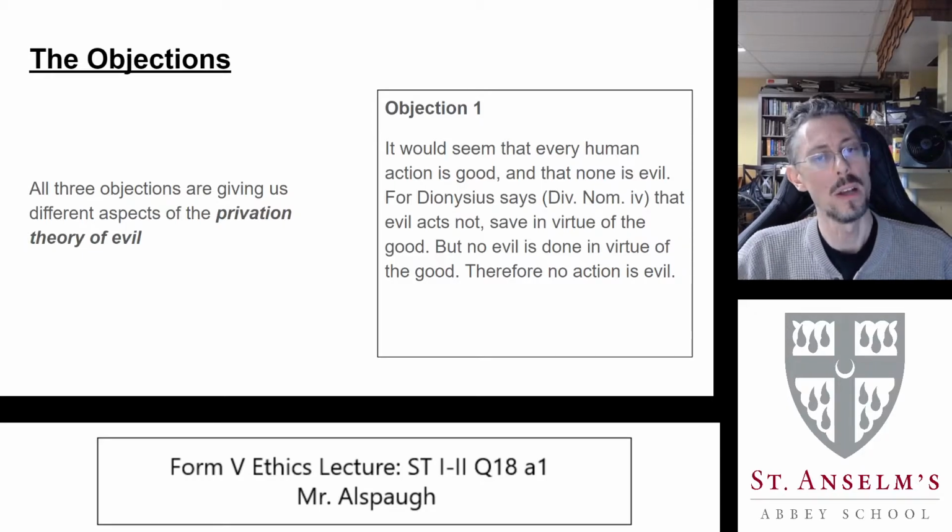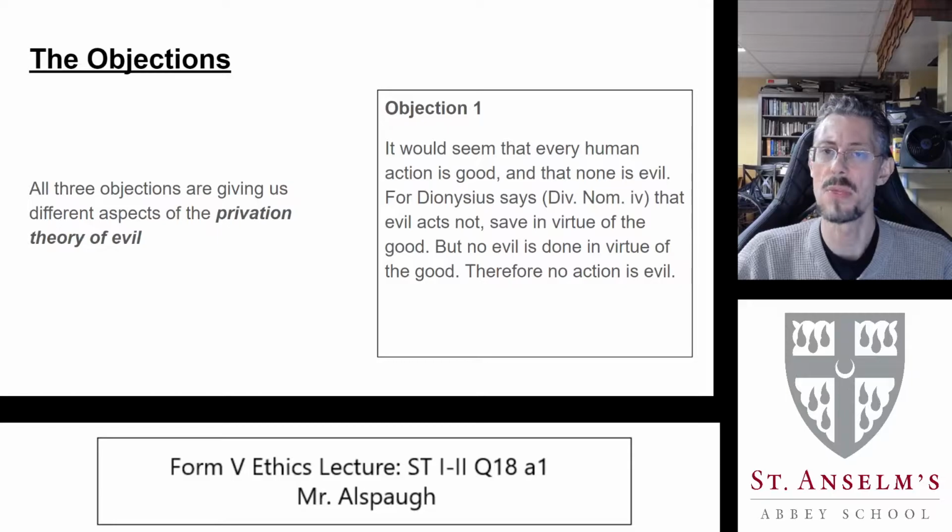The objections in question 18, I don't think need to detain us for very long. They're all doing the same thing. We'll look at them. But all three are actually very, very famous texts on the privation theory of evil. They're not really combative objections. This is essentially Aquinas introducing us to two very famous places where the privation theory of evil is discussed at length. Two from Dionysius, or Pseudo-Dionysius, and one from Aristotle himself.